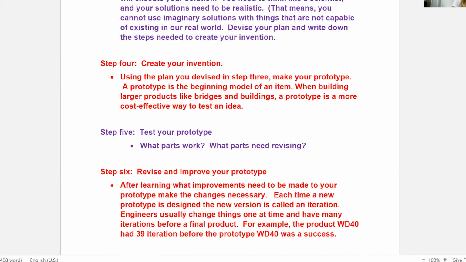Step 6, revise and improve your prototype. After learning what improvements need to be made to your prototype, make the changes necessary. Each time a new prototype is designed, the new version is called an iteration. Engineers usually change things one at a time and have many iterations before a final product. For example, the product WD-40 had 39 iterations before the prototype WD-40 was a success.